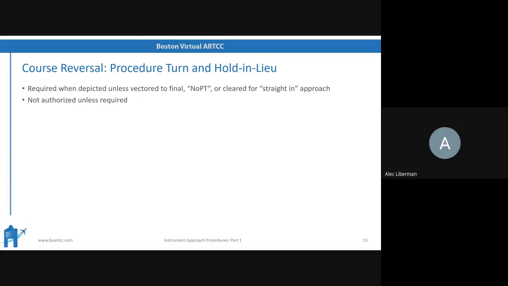Course reversals. So remember how last time we talked about holds? That's going to play a pretty big part here. You require a course reversal when depicted unless you are either vectored to final, the chart says no PT, or air traffic control says you're cleared for a straight-in approach. If none of those three are met, you must fly a course reversal. But you may not fly them unless you are required to.